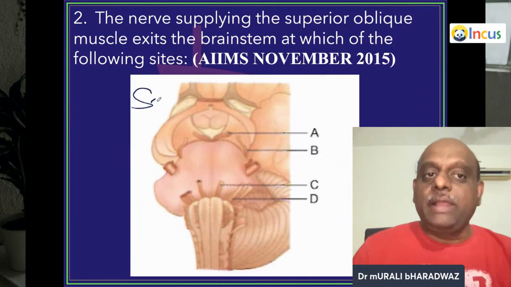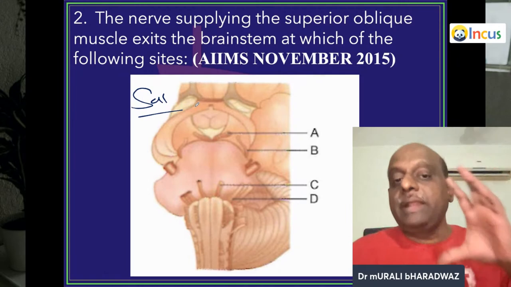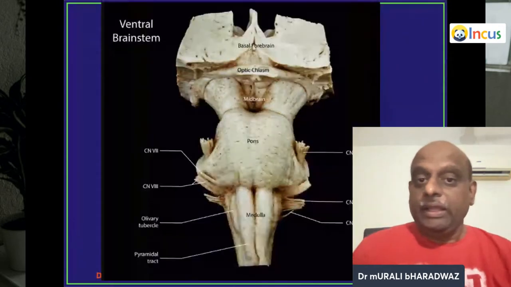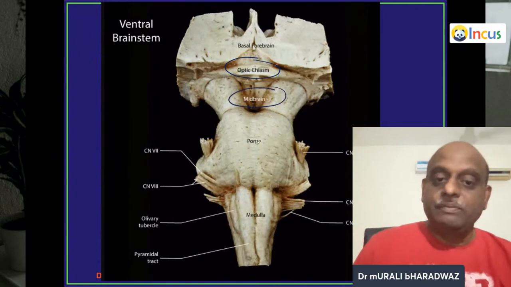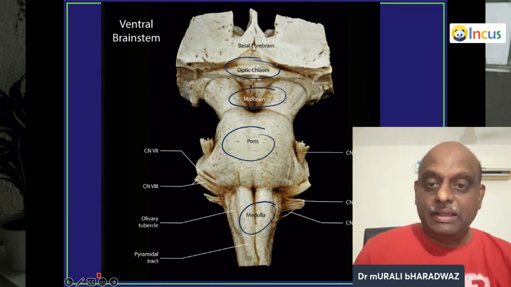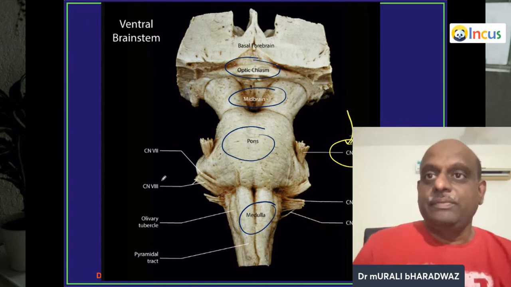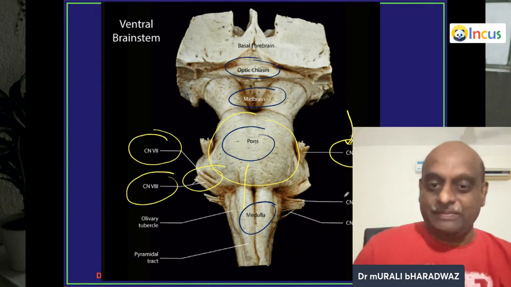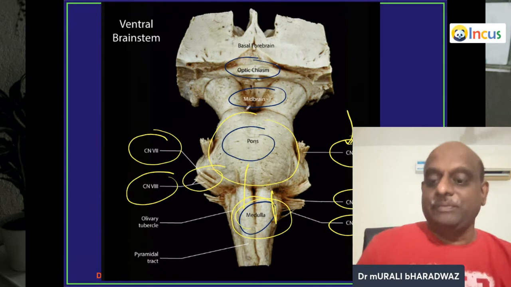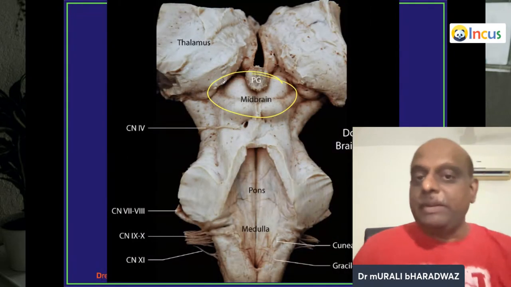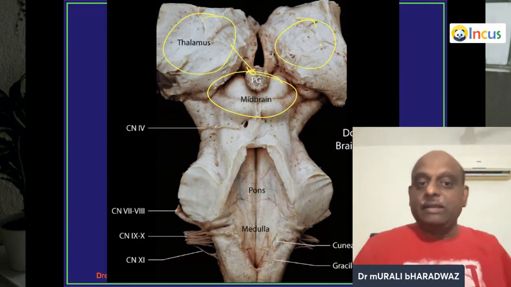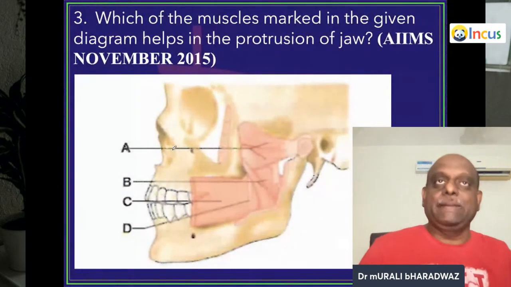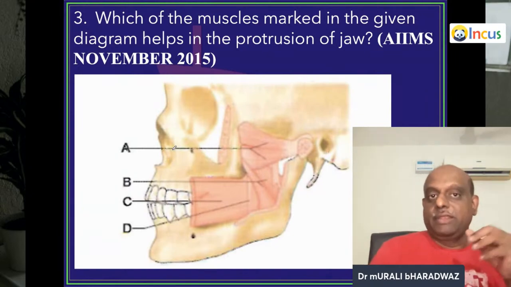So what is the neural supply of the superior oblique that is exiting the brainstem? So basically brainstem, ventral view, dorsal view, you need to be very clear, doctor. That is the item which is tested here. So you should know that you have an optic chiasma, midbrain, pons, medulla. So you can see trigeminal, 7th, 8th, they're all typically pons. 8th is at the pontomedullary junction. 9th, 10th, 11th, they all come from the medulla. And typically this is the midbrain, pineal gland, thalami. And the cranial nerve 4 is the one which will be exiting through the dorsal brainstem, is what you have to emphatically remember.